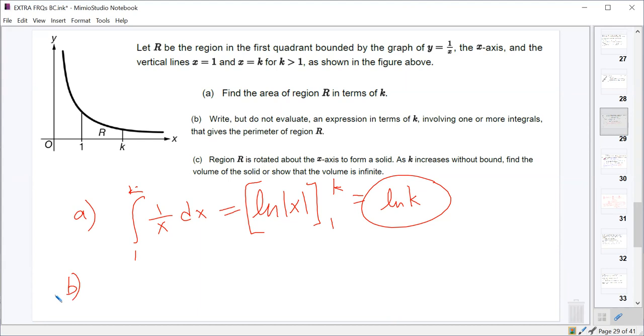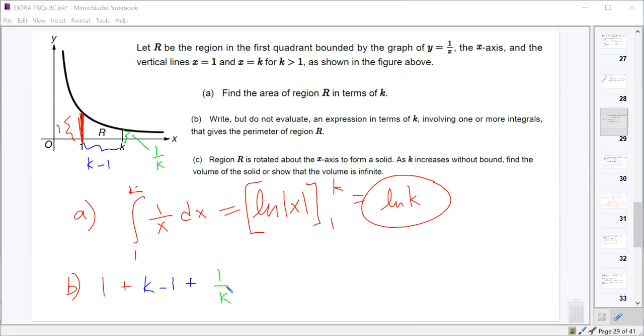Okay. Part B, we don't need to evaluate it, but we just need to write an expression that gives us the perimeter of R. So the perimeter should be whatever this is, that'd be f of 1. So this is 1 unit plus whatever this is. Well, that ought to be k minus 1 plus whatever this is. Well, that ought to be 1 over k.